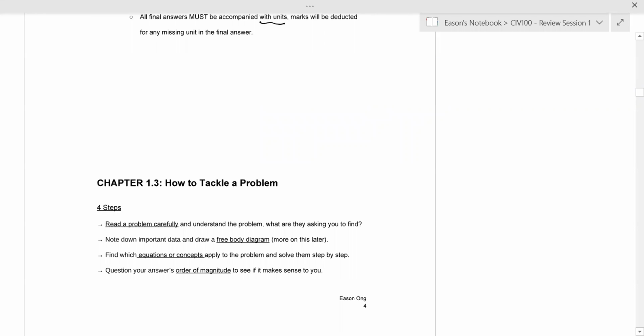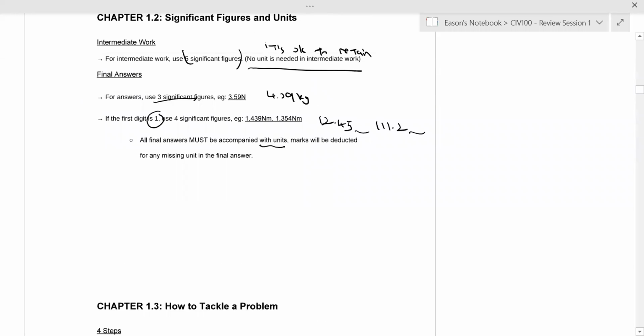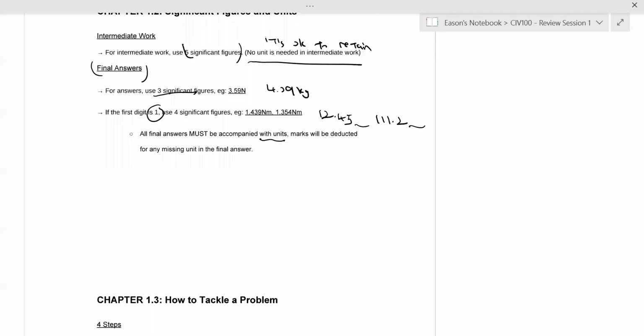So the next thing that we want to talk about is... sorry, I have a question in the chat. Yes, if it doesn't start with 1, like the first example, you do 3. Okay, that is for your final answer only. For any intermediate work, always do 5, regardless of whether it's 1 or not 1, because that is your safest option. And then keep 3 for the final answer if it's not 1, and keep 4 if it's 1. It's basically just standards, all right?